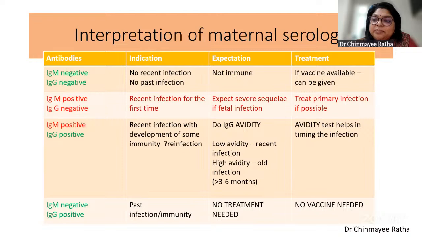And if you have IgM negative and IgG positive, that is one of the best combinations to have, because that says that there is no recent infection, but there is immunity based on past infection or vaccination. So no treatment is needed and no vaccination is needed for a condition where IgM is negative and IgG is positive. That indicates maternal immunity to that particular condition.